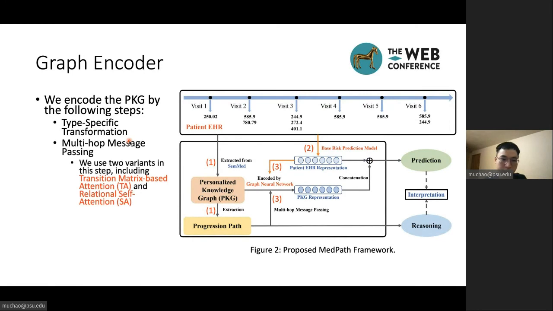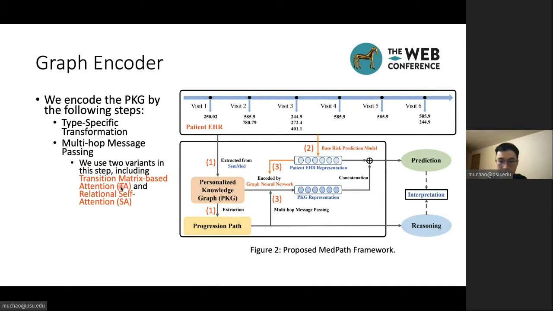And by having this information, later we use the multi-hop message passing to update the node embeddings in the personalized knowledge graph. And the way we do it is, for a node, there are multiple paths that pass through the node, and we want to learn the attention weights for different paths, so that we can distinguish the importance of different paths. And when the source nodes propagate the information from the path to the node that we are interested in, we can then update the node embeddings by aggregating the information from different paths.